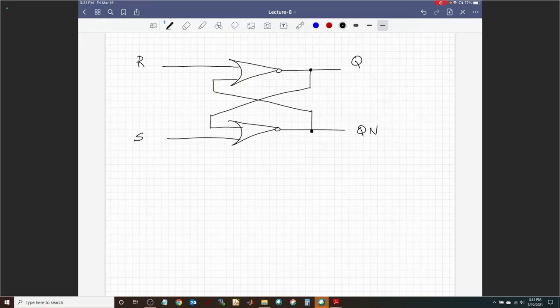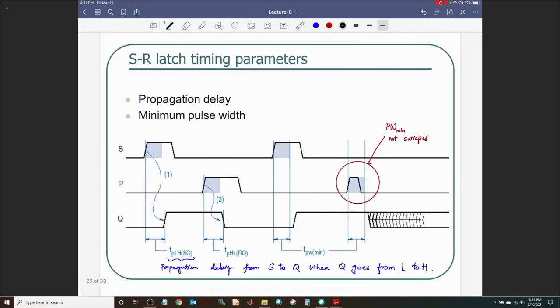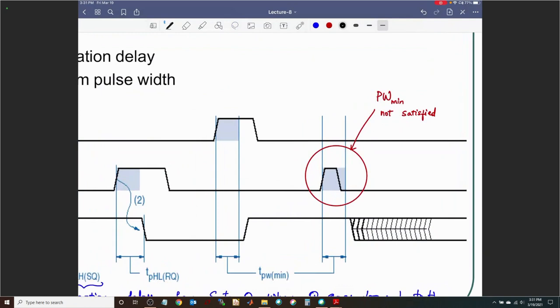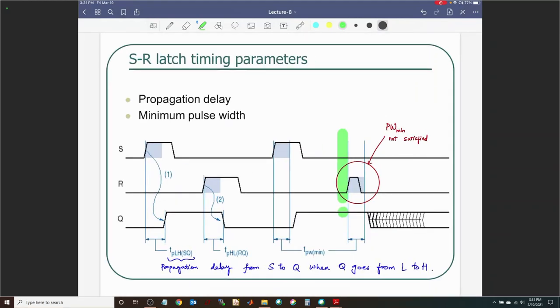So let's try to recreate that minimum pulse width scenario. I'll start off R and S at 0, 0, right? So this is sort of over here. Before that, they were both 0, S and R, right? And at that time, Q was 1.